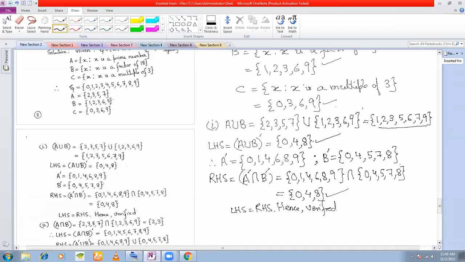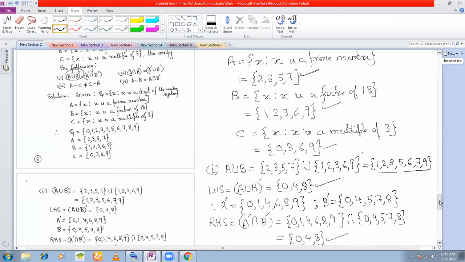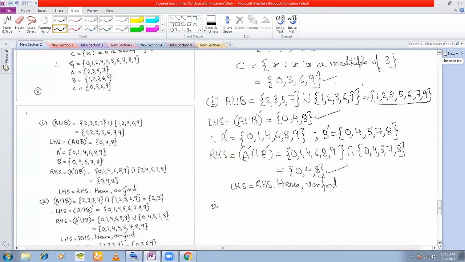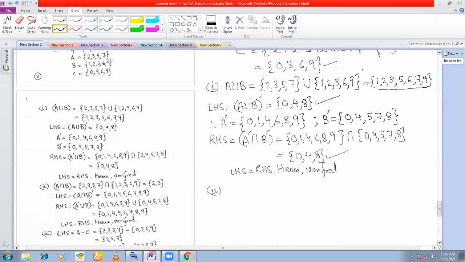Now we shall see the second part. What is the second verification which you need to do? You need to check that (A intersection B) complement is equal to A complement union B complement. Okay. Let's do the second part. First, you have (A intersection B) complement on the left hand side.